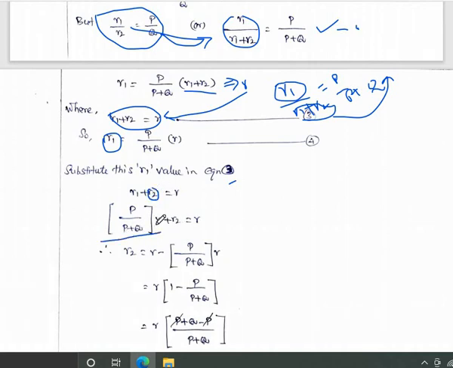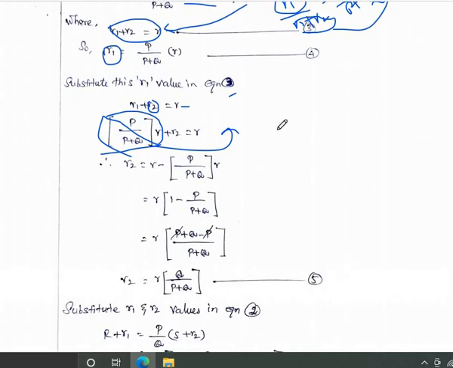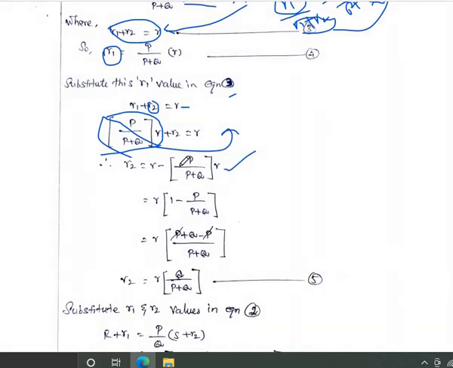So I have to change this value. It will be moved to the other side, the right hand side. So R2 equals, here r is already there, r minus P by P plus Q into r. So here r is a common term, so I will take the common term outside. So r into, we replace the r here, 1 is there. 1 minus P by P plus Q.